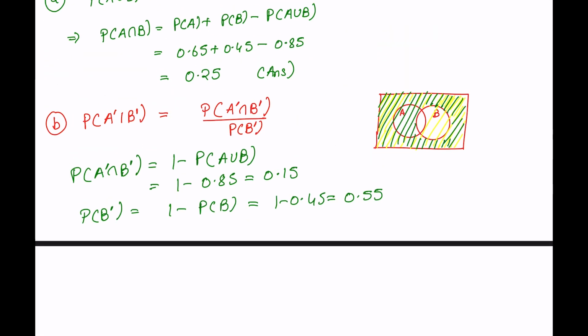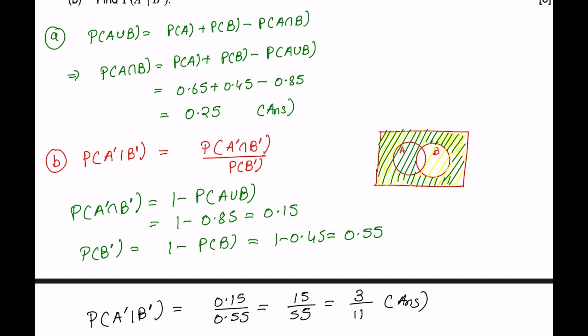Now, P of A prime given B prime will be equal to 0.15 by 0.55. So yeah, I can write it as 15 by 55. If I divide both the numerator and denominator by 5, I'll get 3 over 11, which is the final answer for this question.